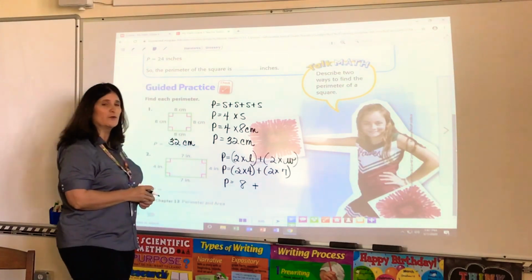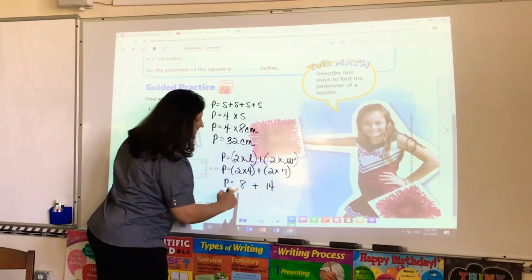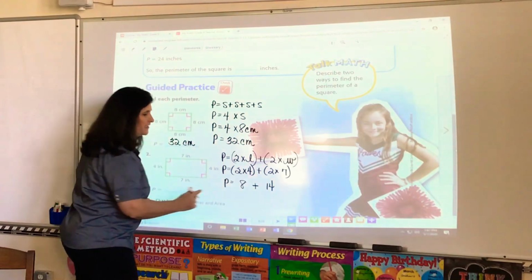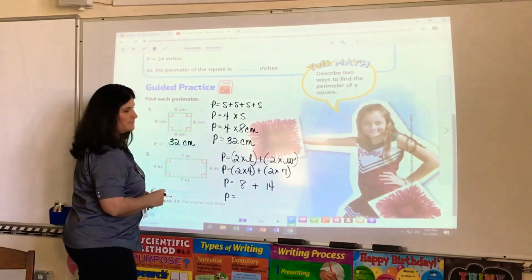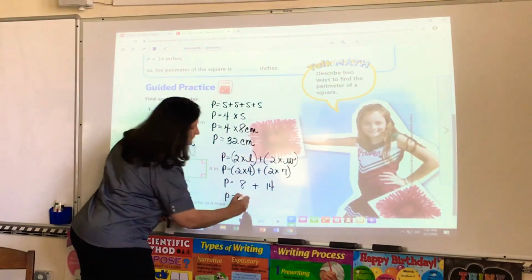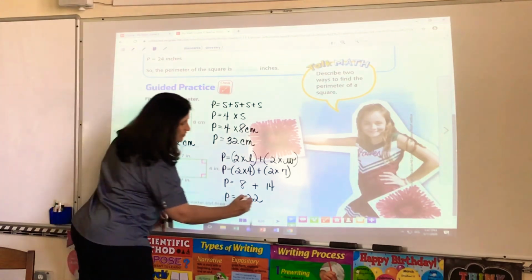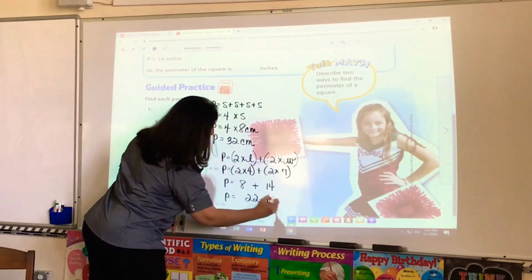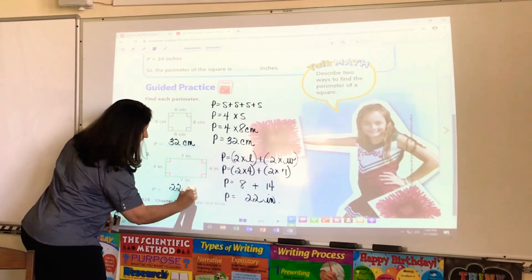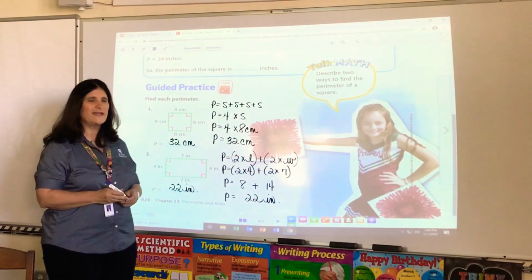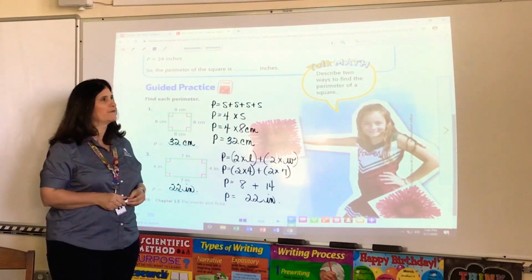2 times 7, what is 2 times 7? 14. Okay, now we're going to add 14 and 8. Okay, so what's 8 plus 14? 22. Now the only thing we need to add is the unit of measurement, 22 inches. So what's the answer here? P equals 22 inches. Okay, so that is learning about perimeter and how to find perimeter.